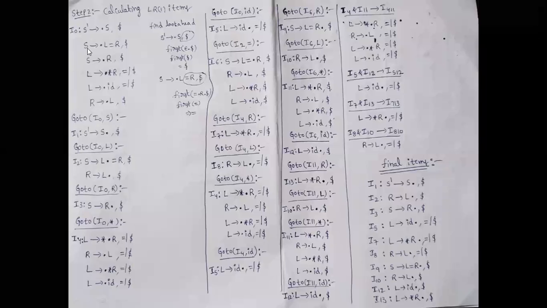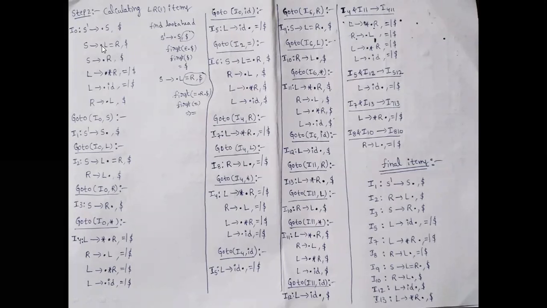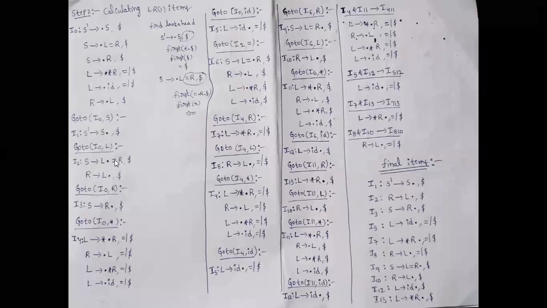the production becomes S produces, with the dot moving one position to the right, L dot equal to R comma dollar. So the production is S produces L dot equal to R comma dollar. We are considering this statement. After the dot we have a terminal, equal to, so there is no need to expand this production.